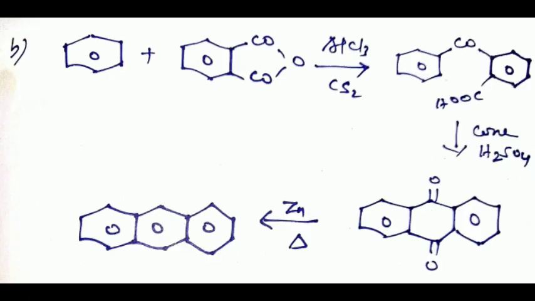Similarly, benzene combined with phthalic anhydride in the presence of anhydrous aluminum chloride, here with carbon disulfide used as a solvent, forms ortho-benzoyl benzoic acid, followed by concentrated sulfuric acid and zinc catalyst to form anthracene.